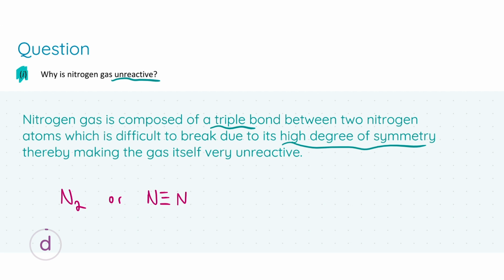The total marks going for this question was 4 marks, and the breakdown goes as follows. You got 2 marks for mentioning that there was a triple bond present between the 2 nitrogen atoms, and you got the other 2 marks for saying that there was a high degree of symmetry, or that the molecule was nonpolar, or anything like that. Just another piece of information adding to the reason why nitrogen gas itself is unreactive.